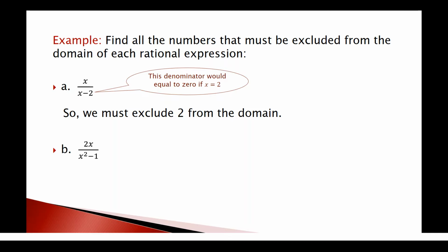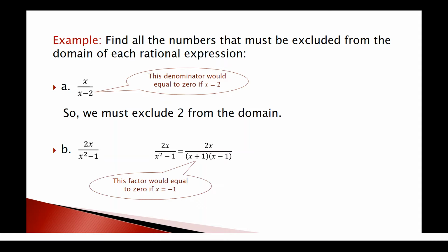So let's look at another example. For the rational expression 2x over (x squared minus 1), again, to determine the numbers that must be excluded from the domain, we look at the denominator, and here the denominator is x squared minus 1. For this case, we will factor the denominator to identify the numbers that make it 0. From the previous section, you have already learned that x squared minus 1 is a difference of two squares, so it can be written as (x plus 1) times (x minus 1).